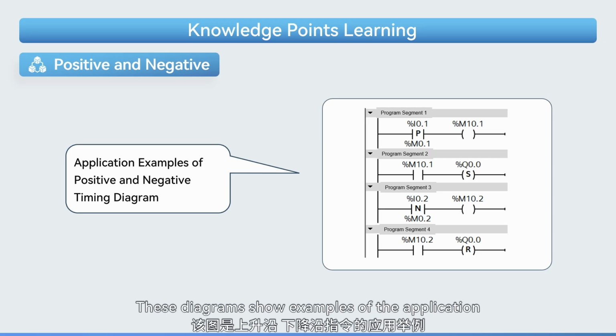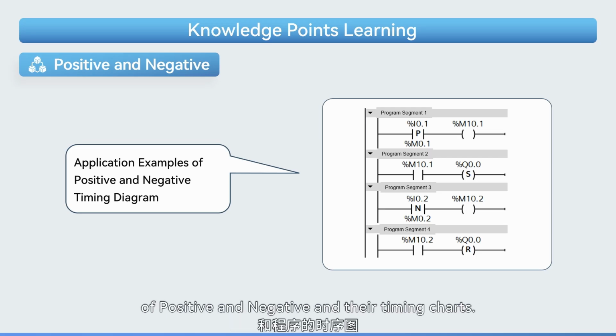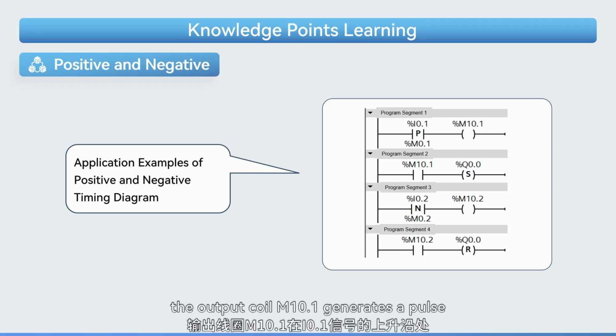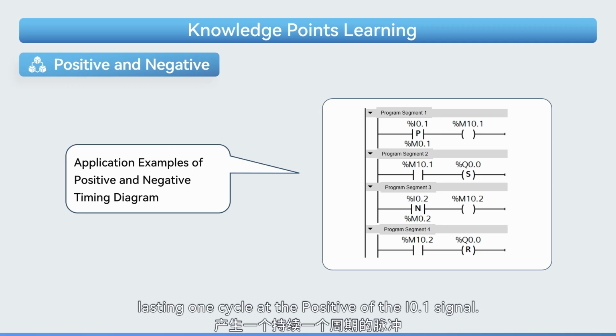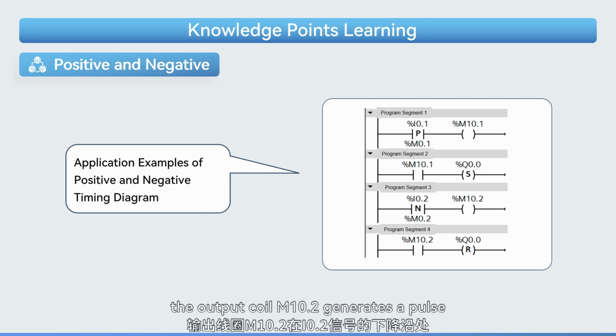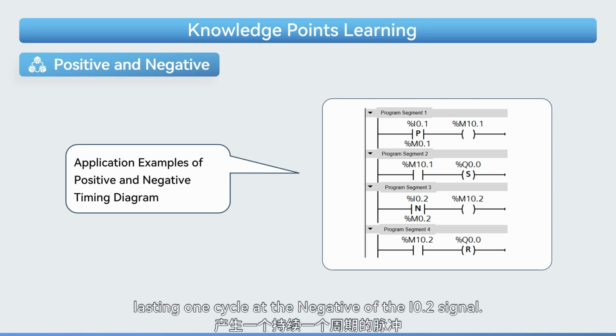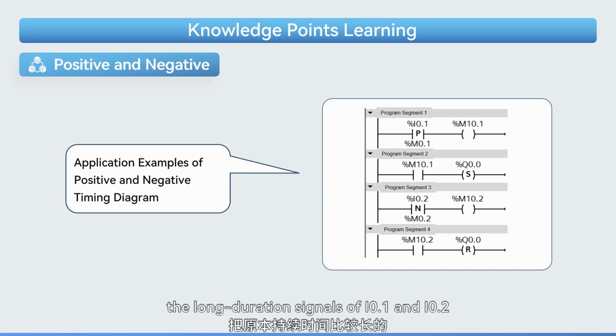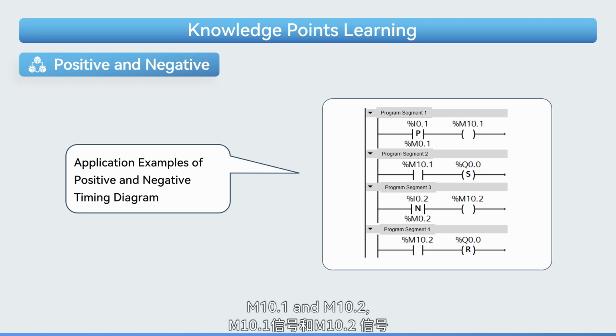These diagrams show examples of the application of positive and negative and their timing charts. It can be seen that when I0.1 receives a positive, the output coil M10.1 generates a pulse lasting 1 cycle at the positive of the I0.1 signal. When I0.2 receives a negative, the output coil M10.2 generates a pulse lasting 1 cycle at the negative of the I0.2 signal. By using positive and negative, the long-duration signals of I0.1 and I0.2 are converted into short-duration signals M10.1 and M10.2, making this a common method for shortening signals.